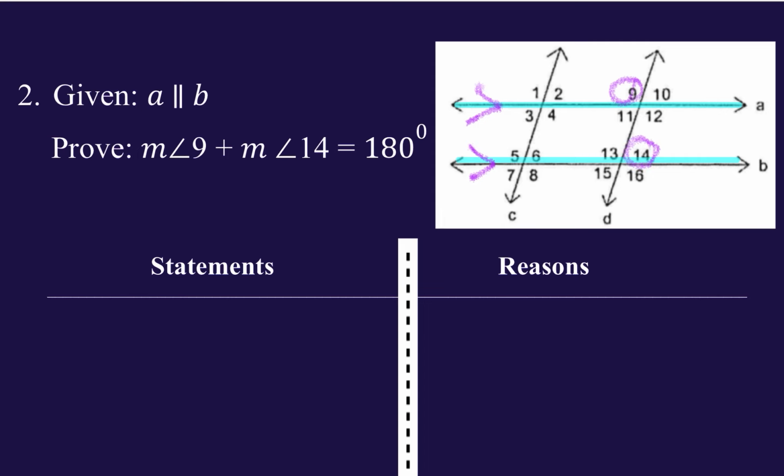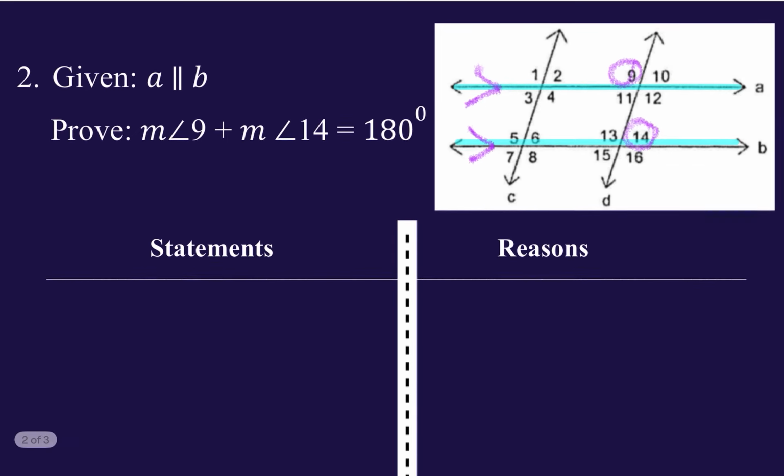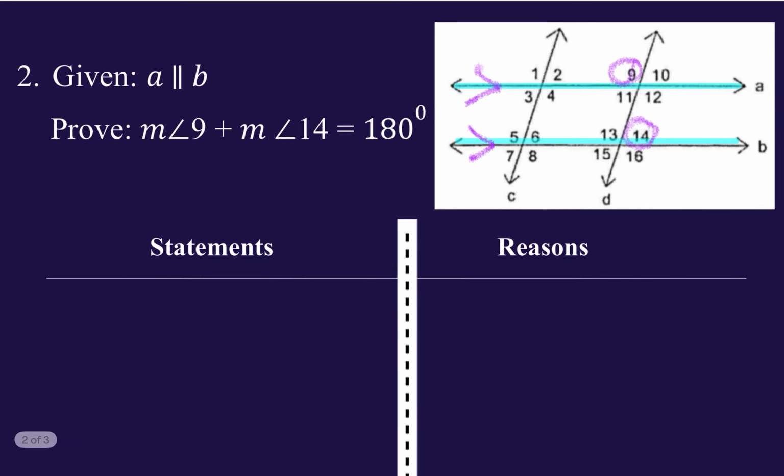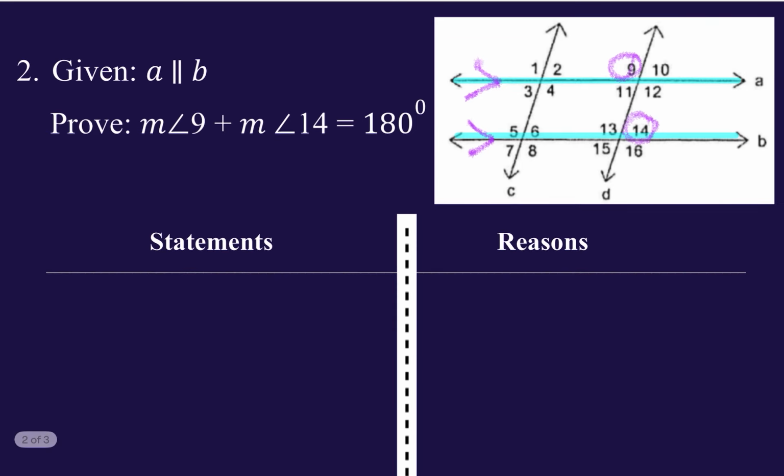Now, again, let's recall the angle pairs of parallel lines cut by a transversal. None of the angle pairs is going to match with these two angles, 9 and 14. So we have to show a two-column proof in order for us to show that these two angles are indeed equal to 180 degrees. So let's begin by writing the given. Number 1, A is parallel to B, and that is given.